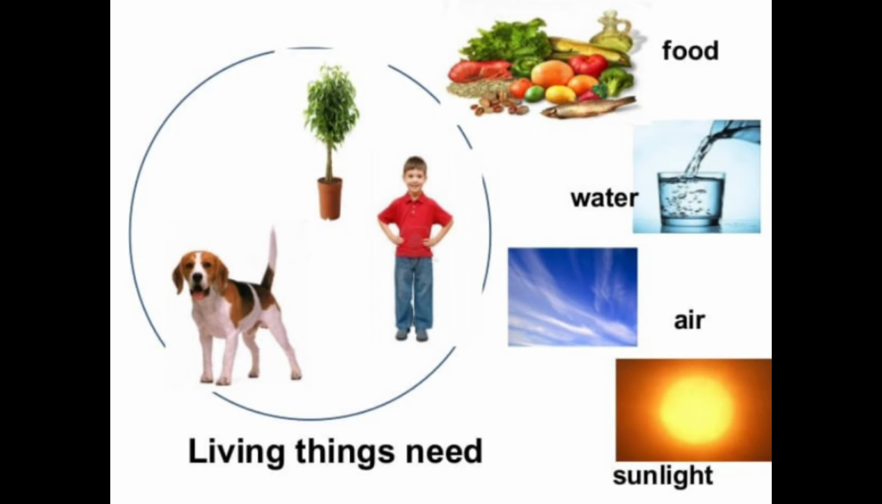As we know that living things need food, water, air, and sunlight. These are the 4 basic necessities of living things. Animals, plants, and humans all need food, water, air, and sunlight. Also, humans need clothes to live. It is also a necessity of humans, and they also need shelter.